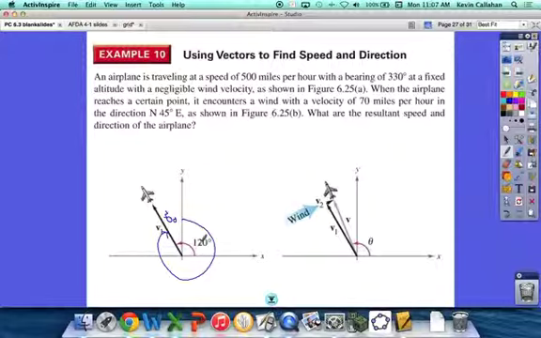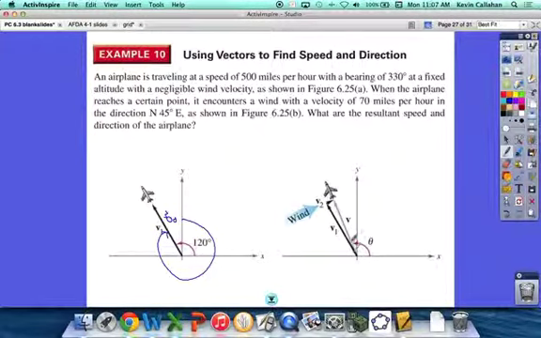when the airplane reaches a certain point, it encounters a wind with a velocity of 70 miles per hour, there's magnitude, okay, in the direction of north, 45 degrees east. So now they've switched to the other way of doing bearing in the same problem. So here's the V1 vector represents the plane. Now it runs into a wind, which is hitting it from the side, you know, at this angle. And the resultant vector will be, this is where the plane is actually flying.